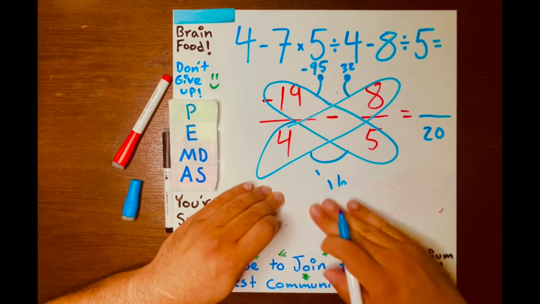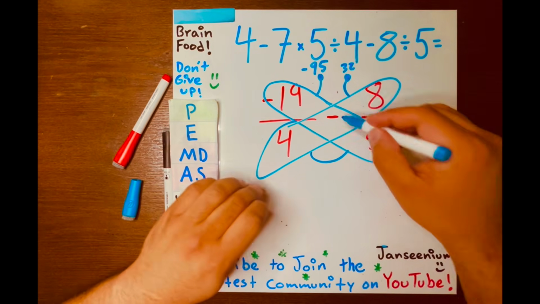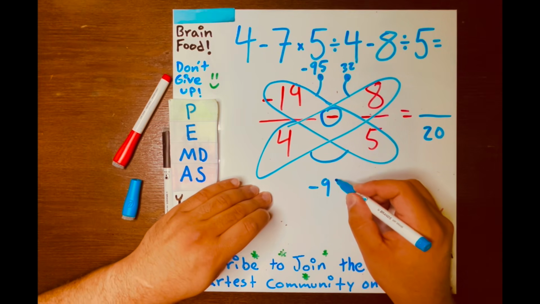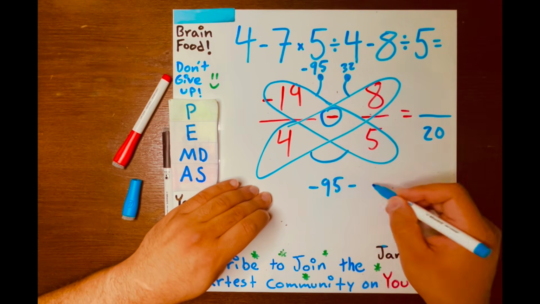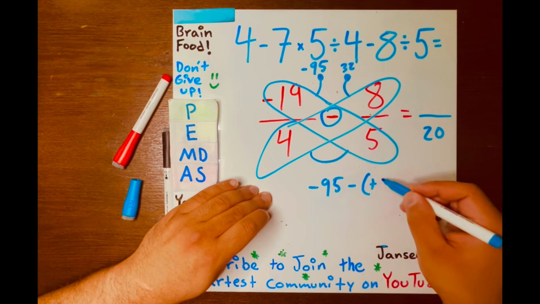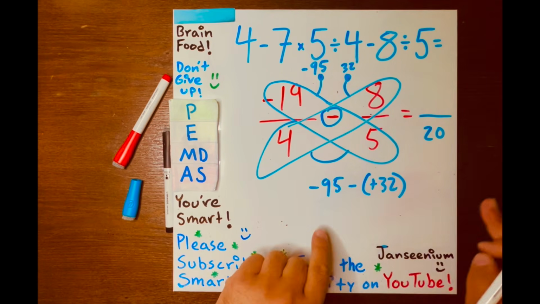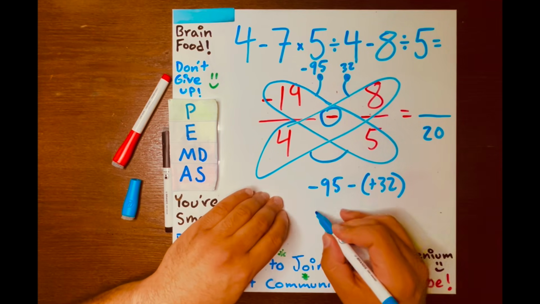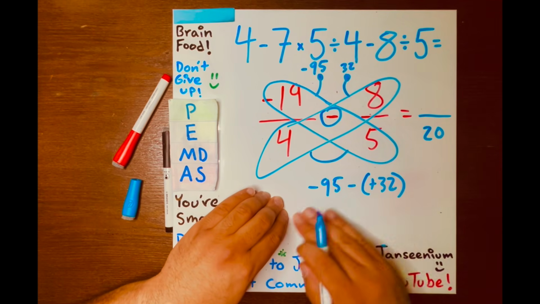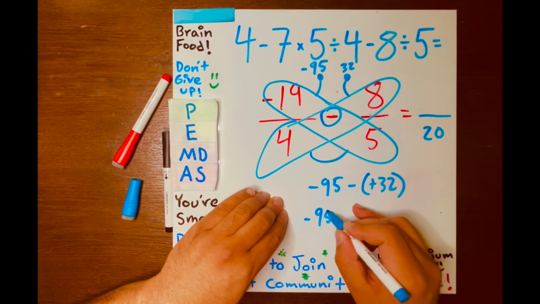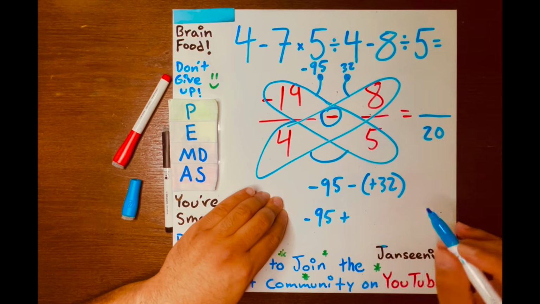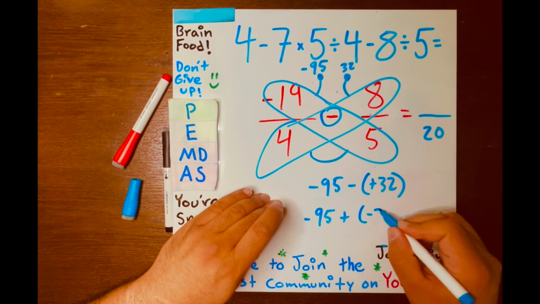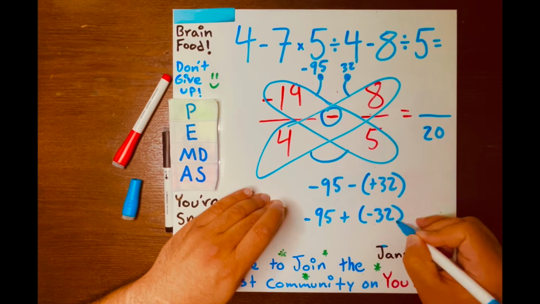32. And next, I subtract negative 95 minus positive 32 and change it to addition so then I don't get these signs mixed up. So I keep the first number, negative 95. I change subtraction to addition, and lastly change the positive sign to a negative sign. So it'll be negative 32.